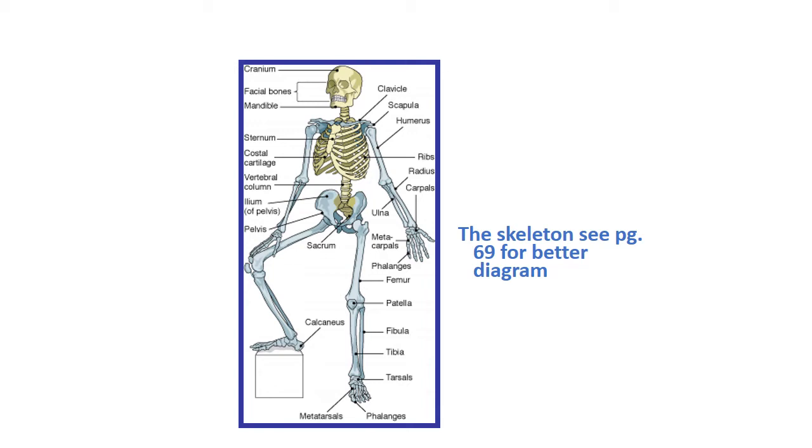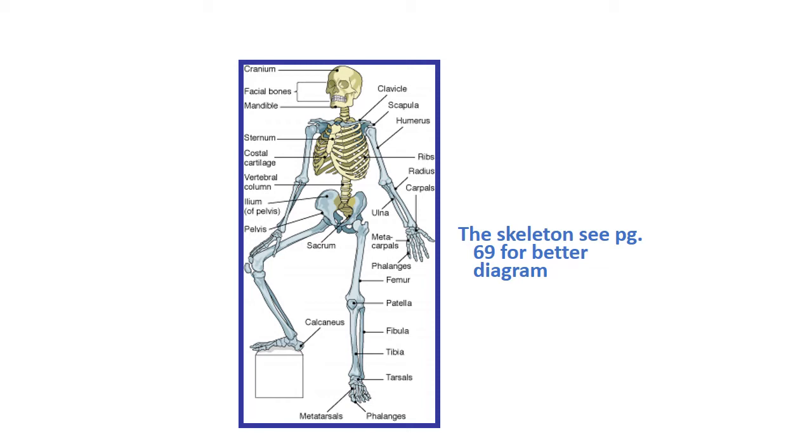The bones of the foot are the metatarsals. Very similarly, the bones of the hand were metacarpals. The bones of the foot are metatarsals. And the toes are also known as phalanges.